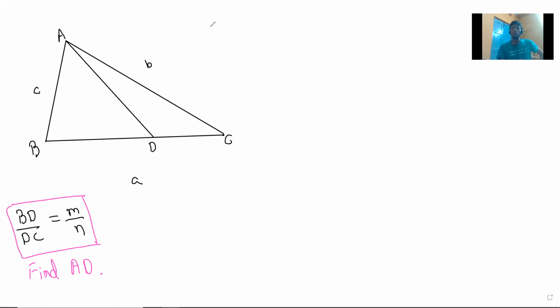So M and N are just some arbitrary numbers. What I am trying to say is that this will become MA by M plus N, and this will become NA by M plus N, the lengths. I could have just given some lambda, but saying M by N is traditional, so I'm just doing it. This is going to be very useful.